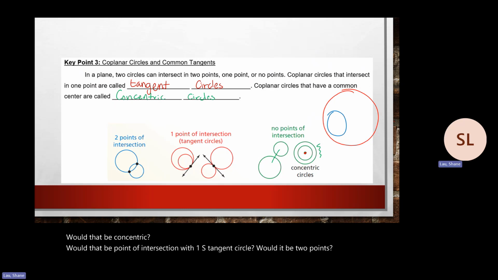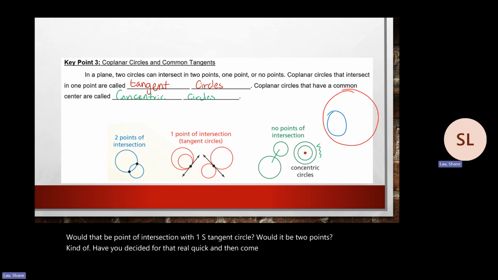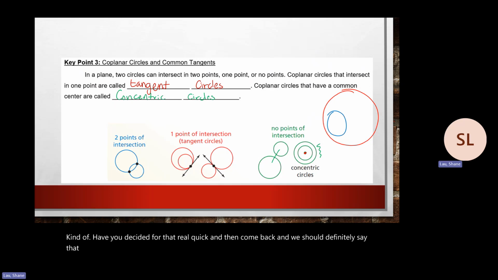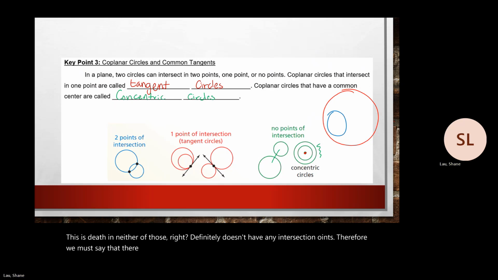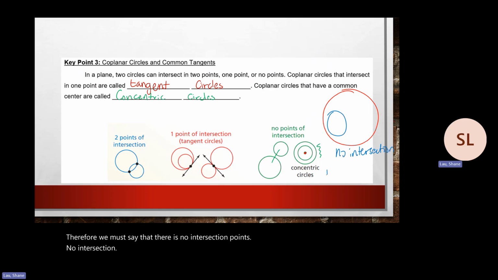Kind of have you decide for that real quick and then come back and we should definitely say that no, this is definitely neither of those, right? It definitely doesn't have any intersection points. Therefore, we must say that there is no intersection. Well, we know it's not concentric because there is no common center. Okay. So make sure that you know these distinctions.